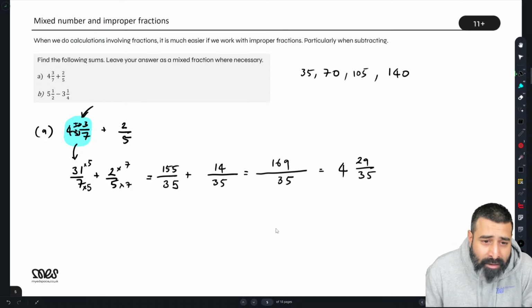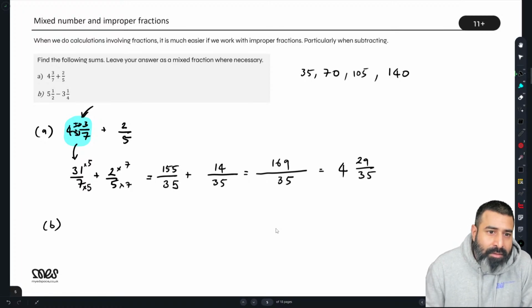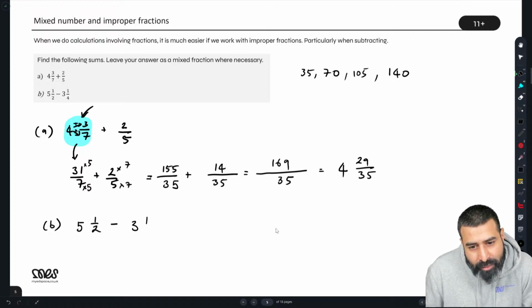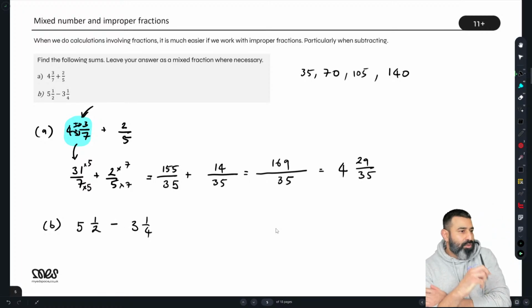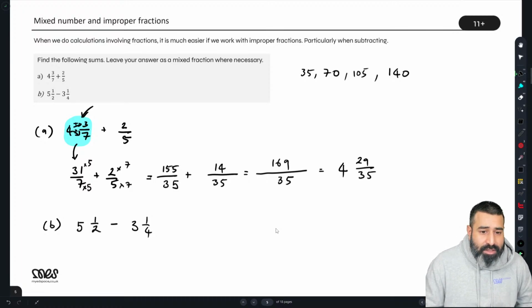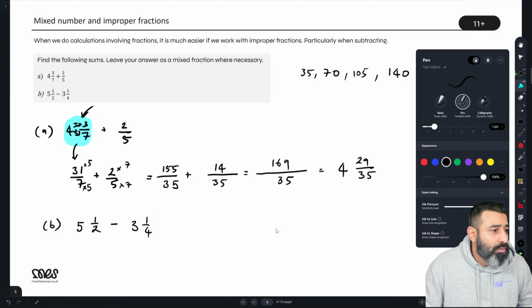There you go. Right, let's have a look at B. So we've got 5 1/2 minus 3 1/4. All right, tell me what to do. You can do the kiss and smile method. It's good looking at both methods, okay? So the problem here is we've got two mixed numbers, okay? Yeah, you can do the kiss and smile method with any fraction for sure.